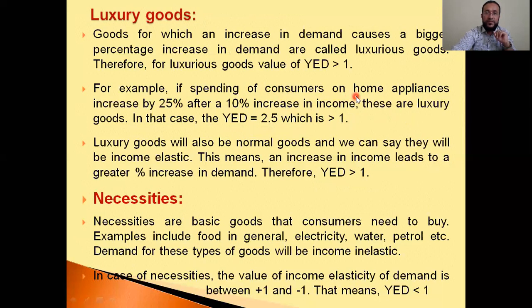That means here home appliances are normal goods and they are luxurious goods also. Normal goods because the value is positive, and luxurious goods because the value is greater than 1. Right? Luxurious goods will also be normal goods, as I just said. And we can say they will be income elastic. All right. So as I said, luxurious goods are normal goods because they have a positive value, and they are income elastic because their value is greater than 1.